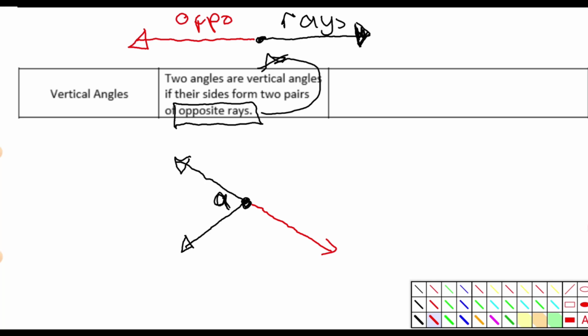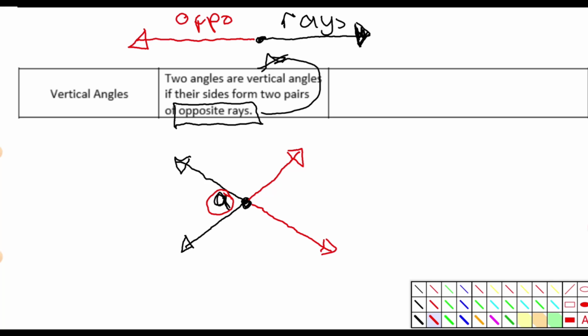And what do you notice happens when I create an opposite ray? Every time, it's going to create straight lines. So here we go. I just created the opposite ray for the first one, and then I'll make an opposite ray for the other one. Now this looks almost exactly like your picture. And in this problem, I have 4 angles there.